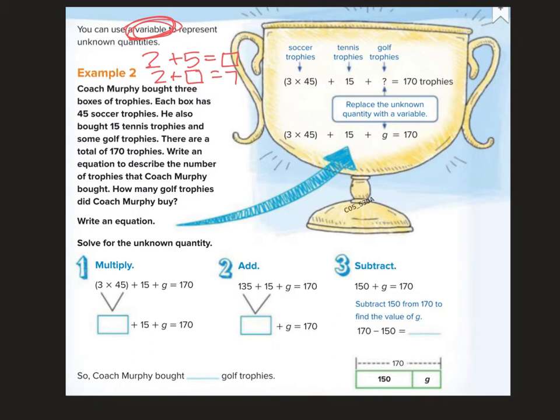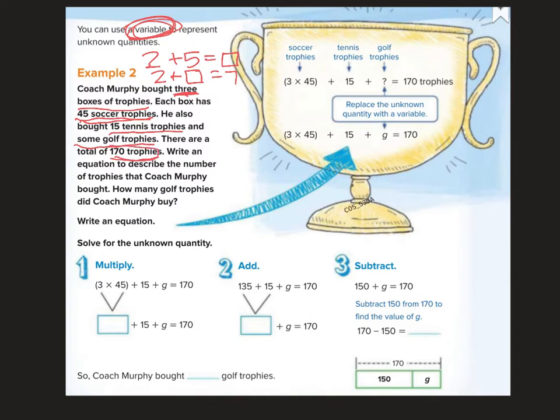Okay, so let's read the problem here. Coach Murphy bought 3 boxes of trophies. Each box has 45 soccer trophies. Okay, so we have 3 boxes of 45 soccer trophies. He also bought 15 tennis trophies and some golf trophies. Usually that's your cue. That's where your variable goes when you have the word some, because they don't tell you how many. So that means that's what we got to figure out, right? There are a total of 170 trophies.